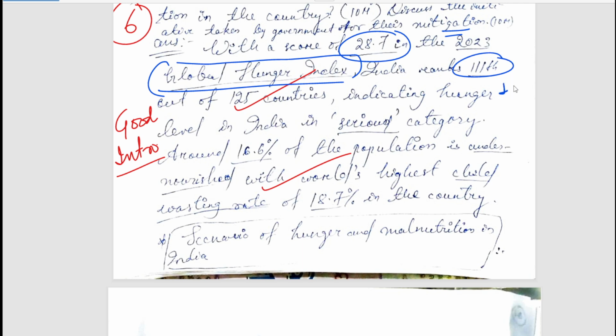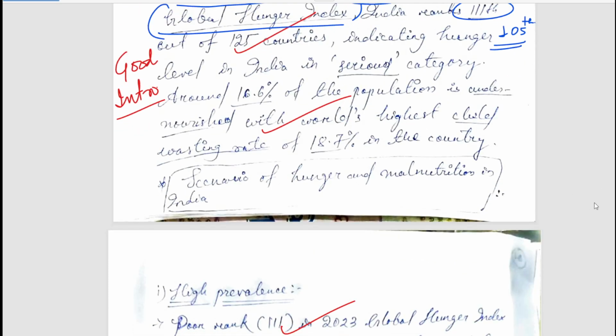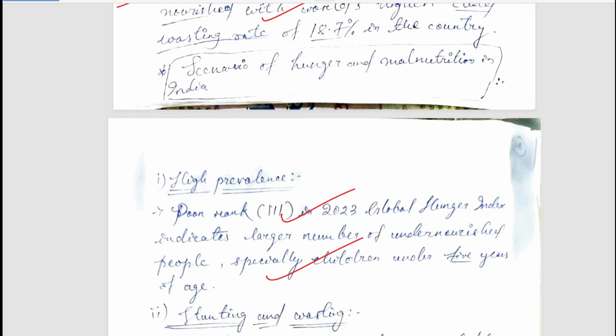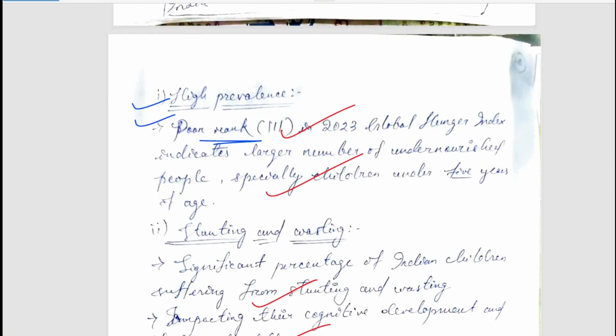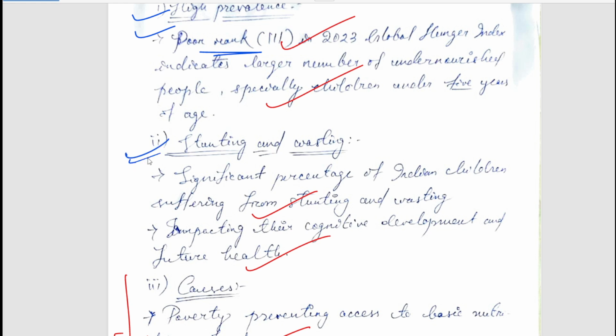I think currently it is 105th if I am not mistaken. Please do recheck it. Okay, and all these things have been mentioned. Now scenario has been mentioned. Obviously, high prevalence. We have poor rank. Okay, there are a lot of problems in children such as stunting, malnutrition, anemia in women. That has been listed here.